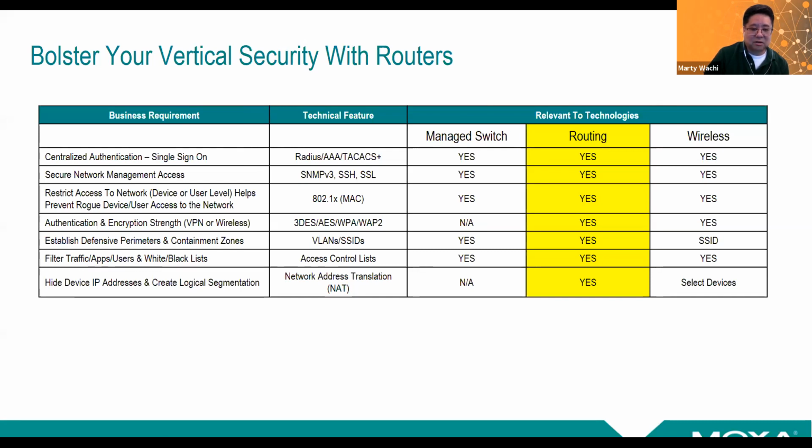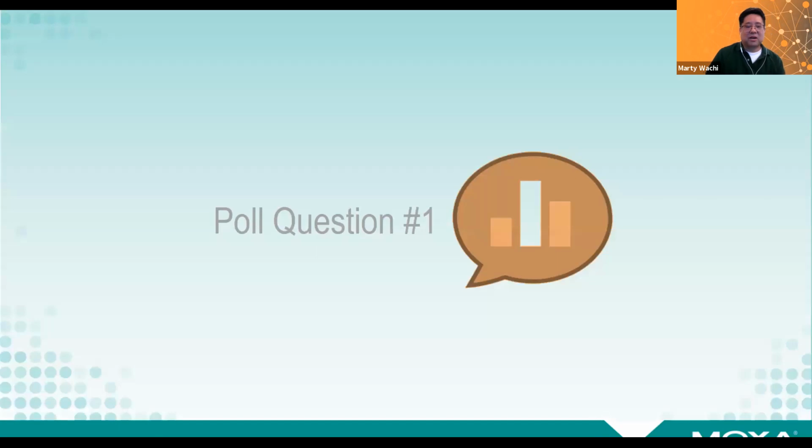So with that, Scott, maybe we can bring up the first poll question. The first question here that we'd like to get some of your input on is: we use a centralized authentication system for single sign-on, such as RADIUS, AAA, TACACS. Do you have that? Yes, no, I don't know. So if you guys could take a second and fill that out.